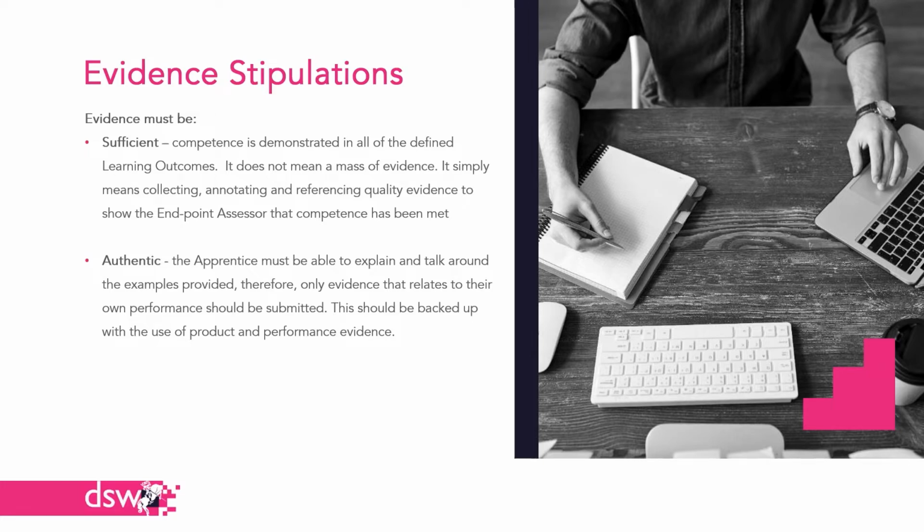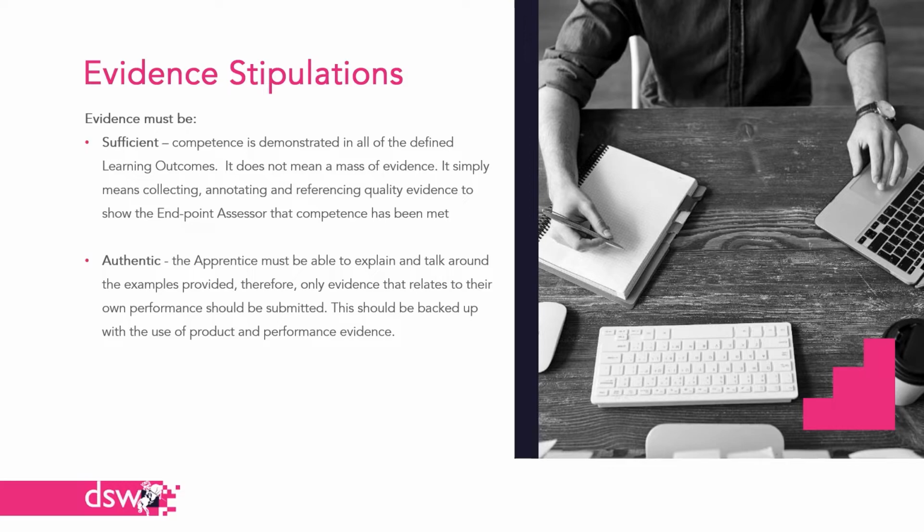Evidence must be sufficient, authentic, relevant and current. Sufficient means that enough evidence must be produced to clearly meet all of the relevant criteria in full. Sufficient does not mean a mass of evidence. It simply means collecting enough quality evidence to demonstrate competence.